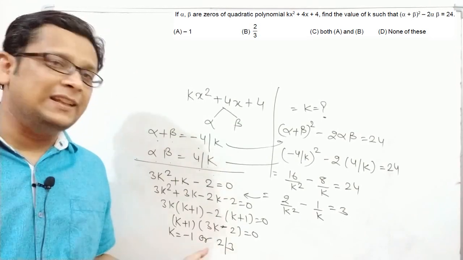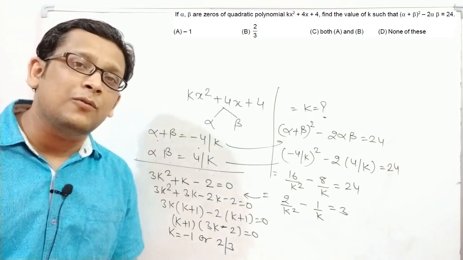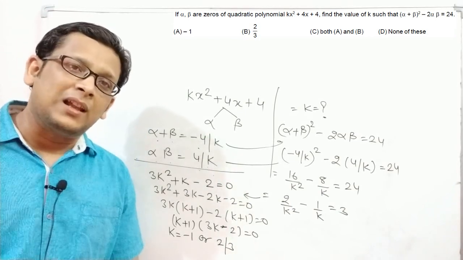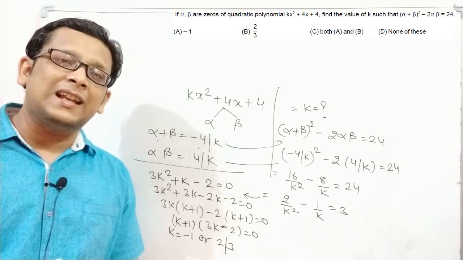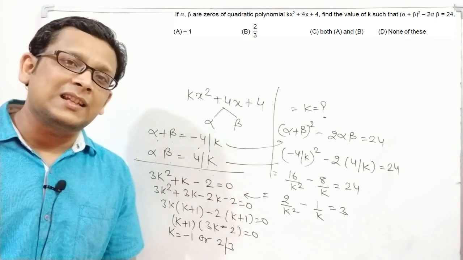Answer is C. So this is all about the relationship between the zeros and the coefficient of quadratic polynomial. In the next lecture we will discuss the relationship between zeros and the coefficient of cubic polynomial. That is all for today.